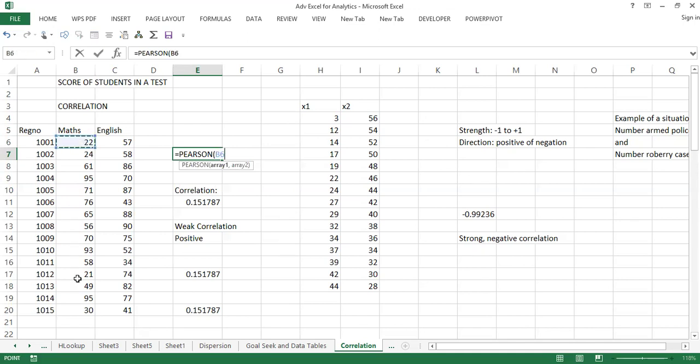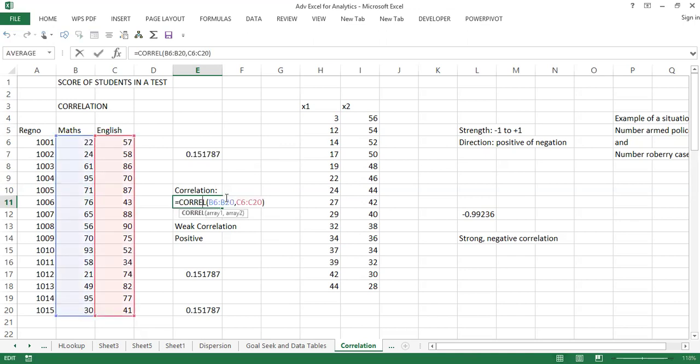Take the first, it's asking for array 1. You select the first data set, comma, you select the second data set. So you see you are getting the same thing. Here the CORREL function was used, but here we just use the PEARSON function. We are getting the same answer. So whichever one you use, you get the same thing.